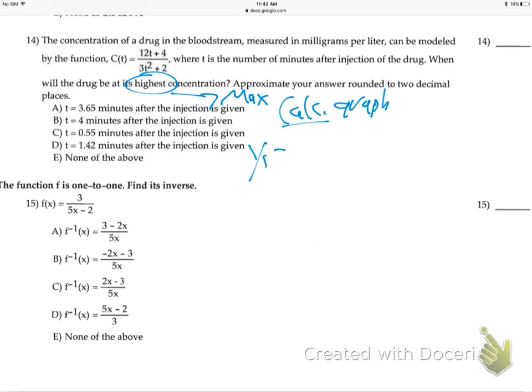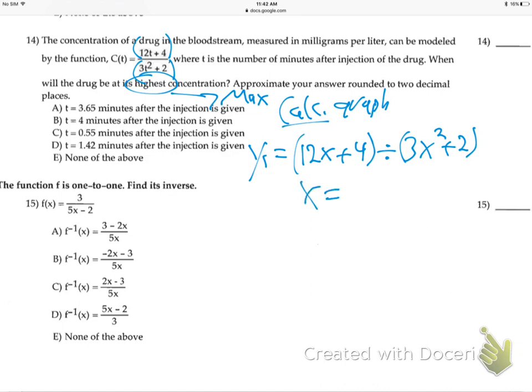So y1 equals, remember when you type this in the calculator, got to put parentheses around the numerator and parentheses around the denominator. So parentheses, and just make that t and x. Doesn't matter what letter. 12x plus 4 divided by 3x squared plus 2. Type that in, graph it, hit max. You'll find the t, or it's the x, whatever. And you'll get 0.548 or something like that, which rounds to 0.55, and it's c. So that's just graph on the calculator, nothing more than that.